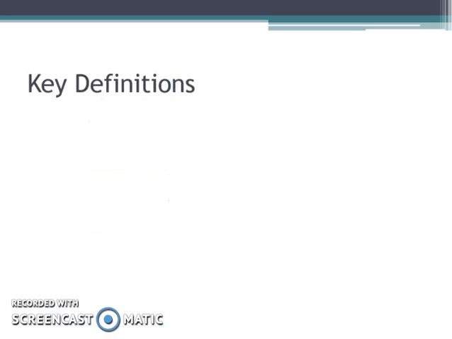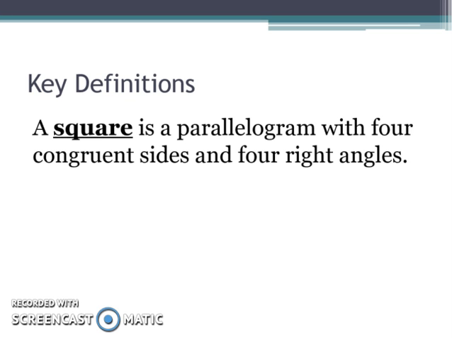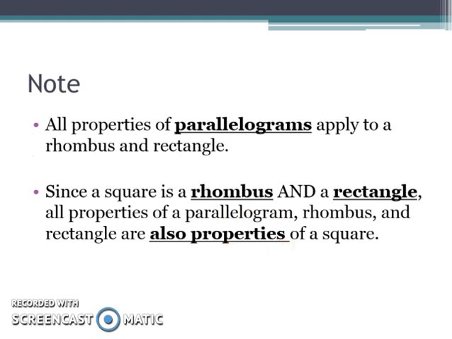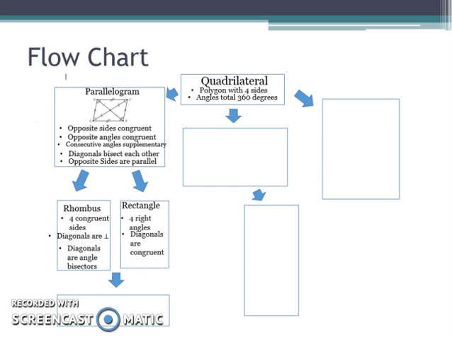Okay. Our next definition is a square. A square is a parallelogram with four congruent sides and four right angles. So the idea is that it's both a rhombus and a rectangle. So a square has all of the properties of a rhombus, a rectangle, a parallelogram, and a quadrilateral. But a square has no properties of its own. So when we fill it into the flowchart, square is just simply all of the properties of everything above it. It's rhombus, rectangle, parallelogram, quadrilateral.